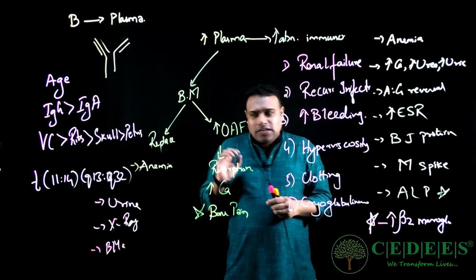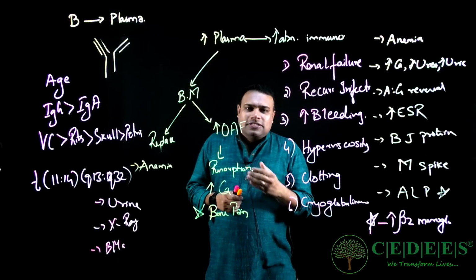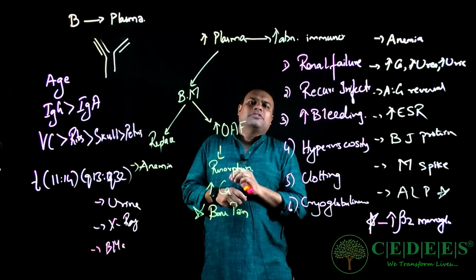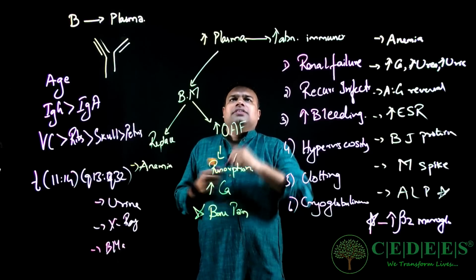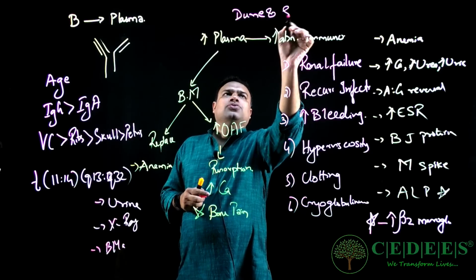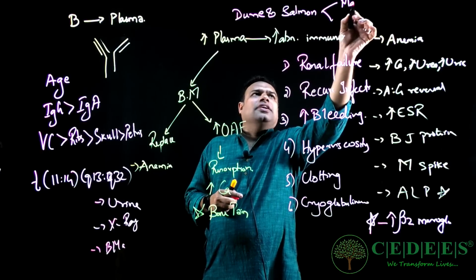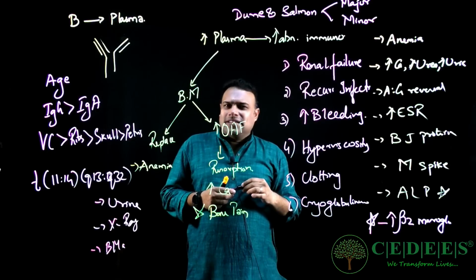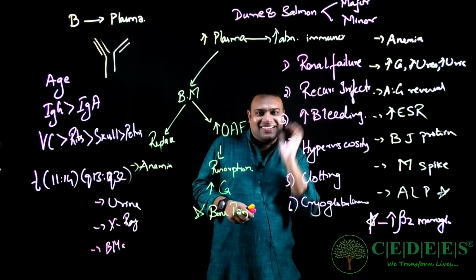Coming to the diagnosis, there are two small things which I'd like to cover. There is a criterion which has to be followed in multiple myeloma, and the most important one is the Durie and Salmon criteria. Durie and Salmon have classified it as major and minor criteria. You can read it in a book later, but I'll just tell out the major and minor criteria.